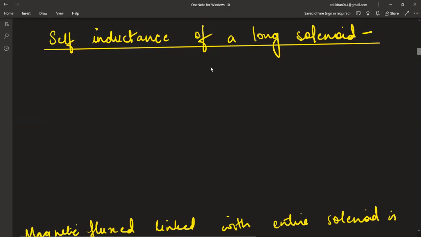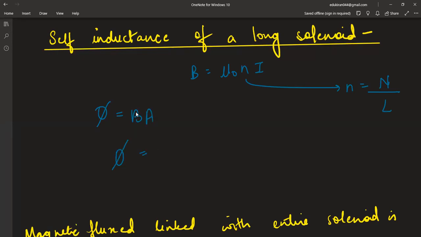See, for the self-inductance of a long solenoid, there's just a small modification. You know, B is equal to mu naught n i, where n is the number of turns per unit length, correct? And what is magnetic flux? Magnetic flux is BA. So for B, substitute the value mu naught n i, into A. Capital N is small n into L. N is just the number of turns, small n is the number of turns per unit length, because L is the length.